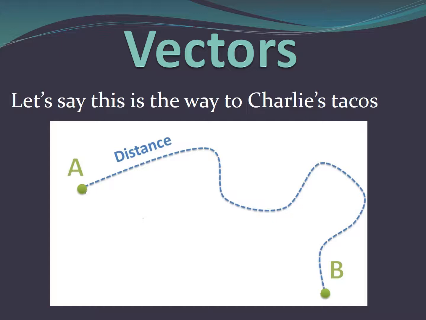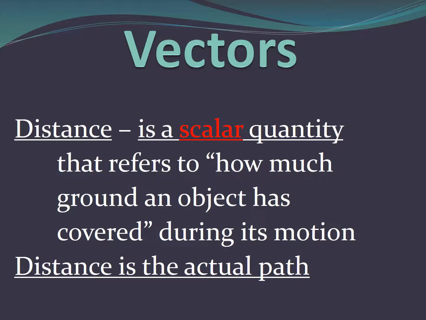So let's say that this is a way to Charlie's Tacos or any other place. So we go from point A to point B, and that is my distance. So distance is a scalar quantity. It's going to tell me just how much I need to cover. So for example, 10 miles, 5 feet. So distance is the actual path all throughout.